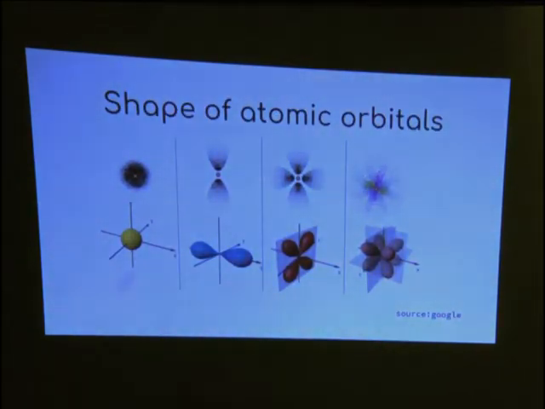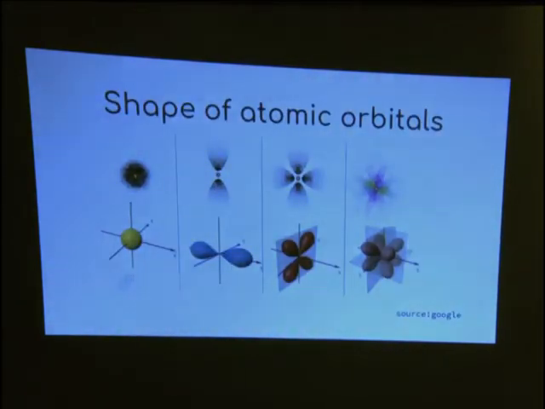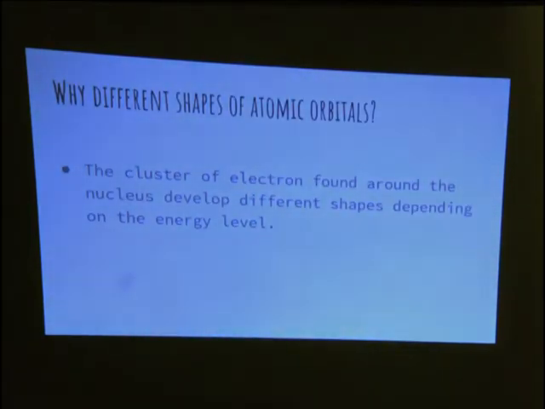Okay, now let's look into the shape of atomic orbitals. As you can clearly see, there are different shapes of atomic orbitals here. So, why different shapes of atomic orbitals? This is because of the cluster of electrons found around the nucleus. Here this is your nucleus and these are the electrons found around the nucleus. This develops into different shapes depending on the energy level.